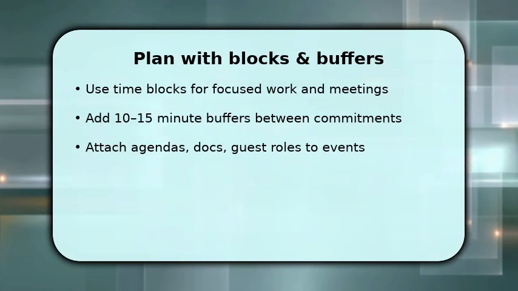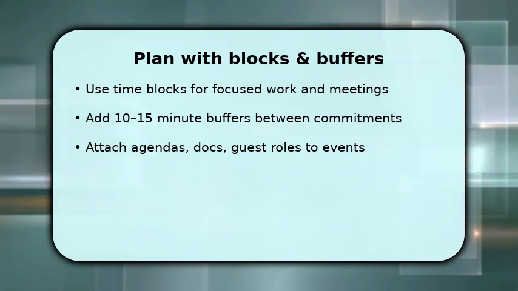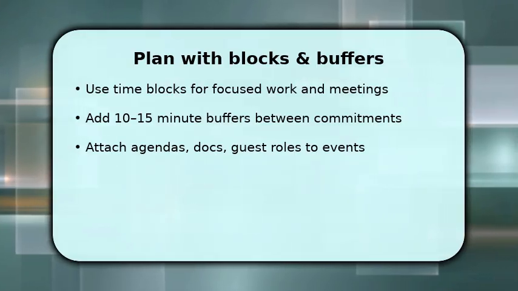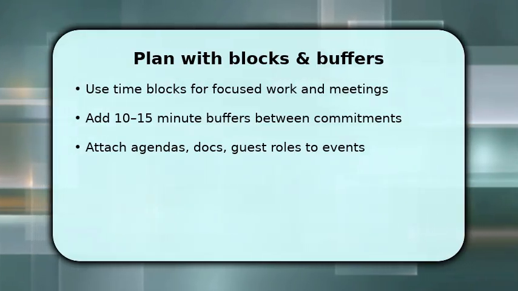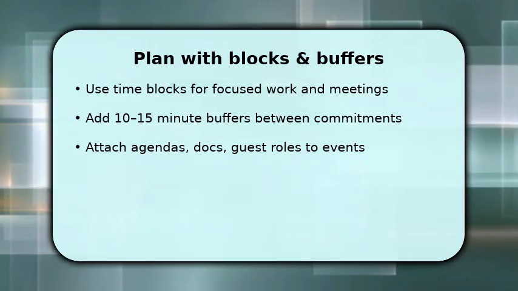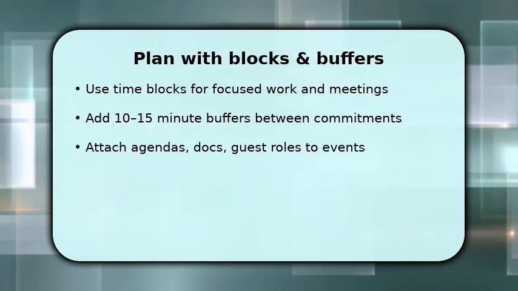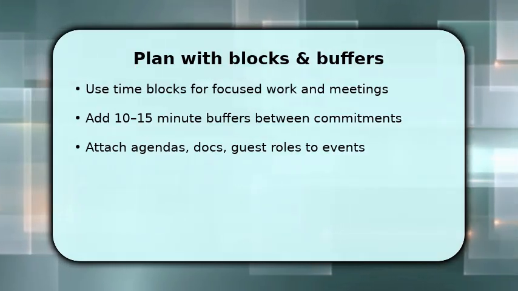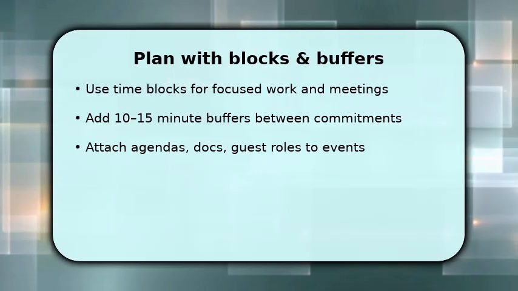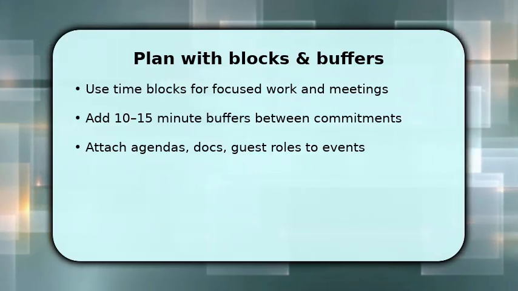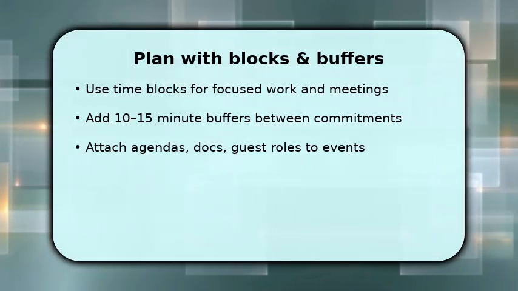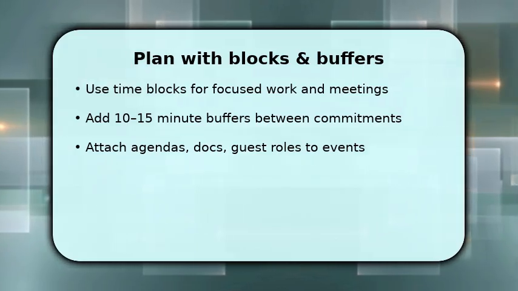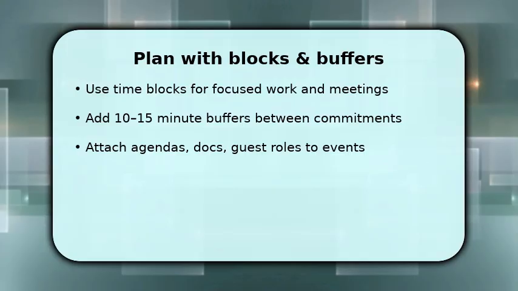Now you move into disciplined scheduling. Block time for focused work and reserve specific slots for meetings. Use color and calendar selection to visually separate deep work from collaborative time. Add 10 to 15-minute buffers between events to prevent back-to-back burnout and to handle overruns. Attach agendas and key documents to each event and assign roles to attendees so everyone knows expectations. By combining blocks, buffers, and context, you cut decision friction and keep your day predictable.